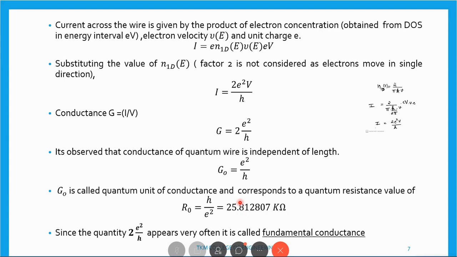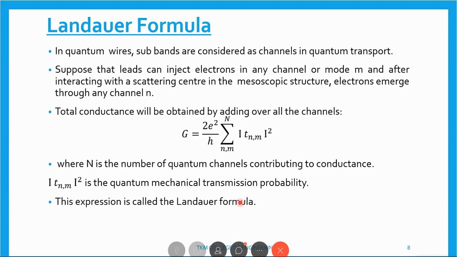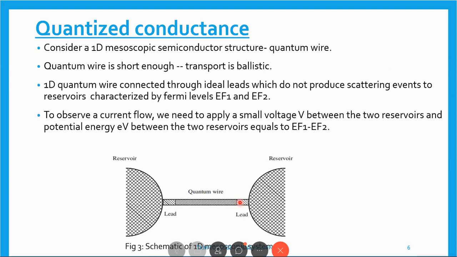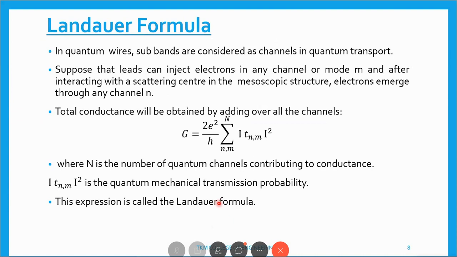Now, next is the Landauer formula. So till now, what have we considered? We have considered a one-dimensional nanostructure, which is having two leads. We have not considered the channels in the quantum wire. So we need some more generalized form for this conductance formula. That generalization will result in a new formula, which is called the Landauer formula.